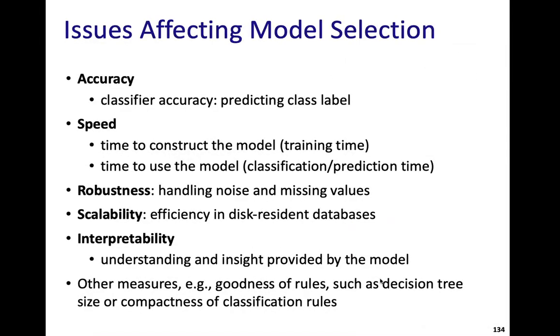All right. So what is the problem with respect to model selection? You have to take time to build the model, the training time, and you have to use the model, get the classification and the prediction, etc. All these kinds of things are there. So that's why correct model selection will take us time.